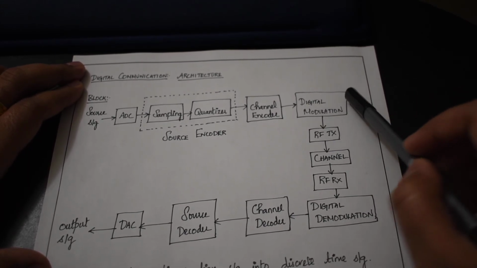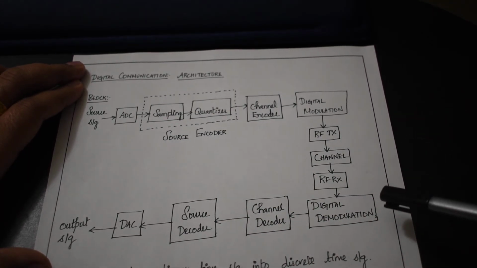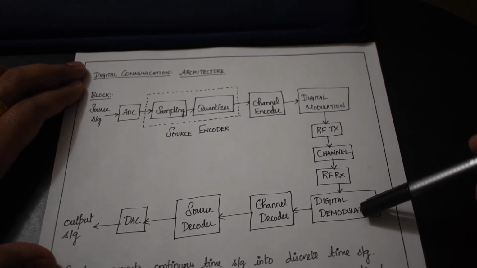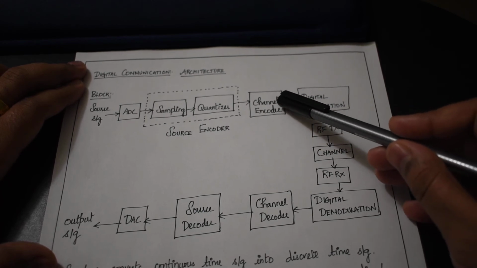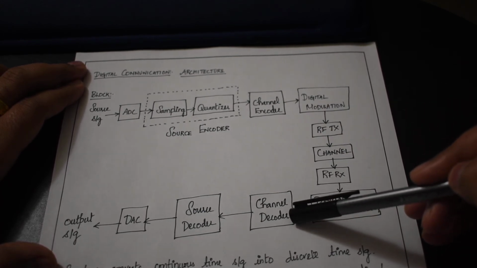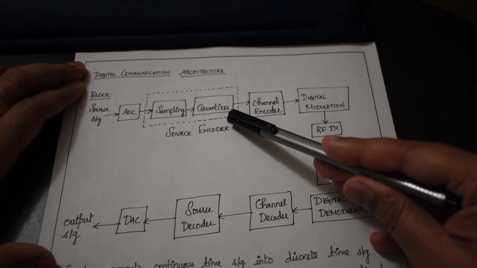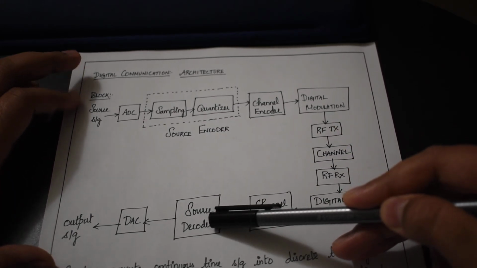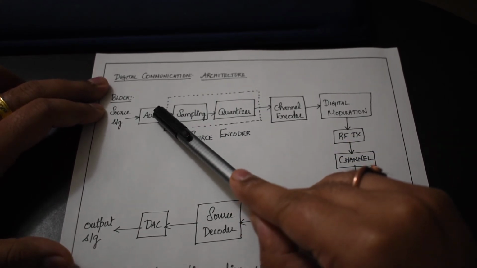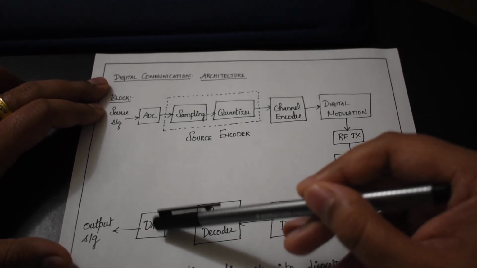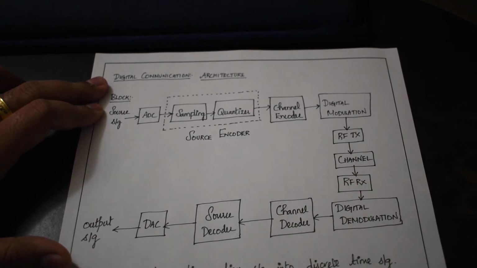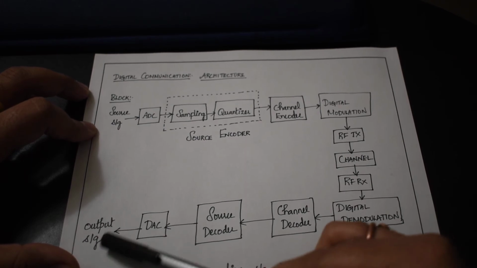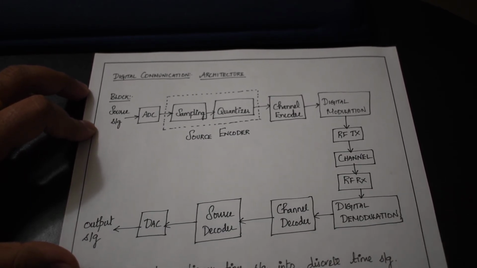So we are going to undo everything that we did on the TX in the RX, like any system. We did modulation, so we are going to do a demodulation. We did channel encoding, so we are going to do channel decoding here. We did source encoding, so we are going to do the source decoding here, and we converted analog to digital, and here we are going to convert digital to analog, and finally we'll get the desired signal that we sent. So this is the output signal.